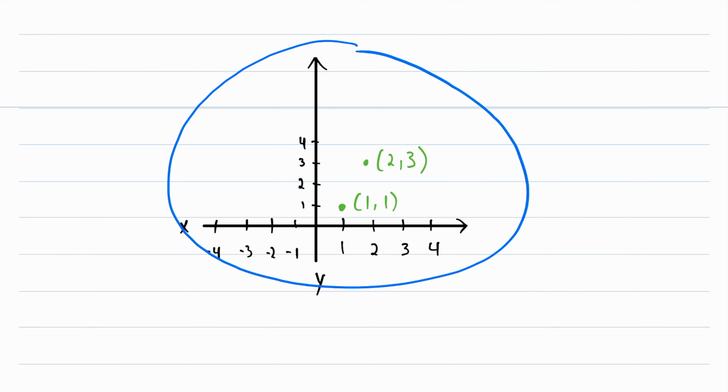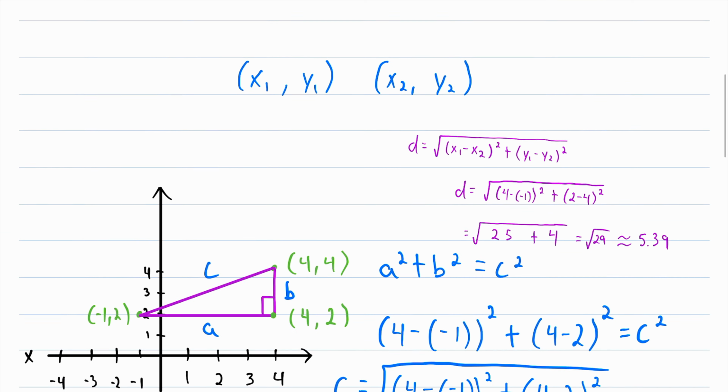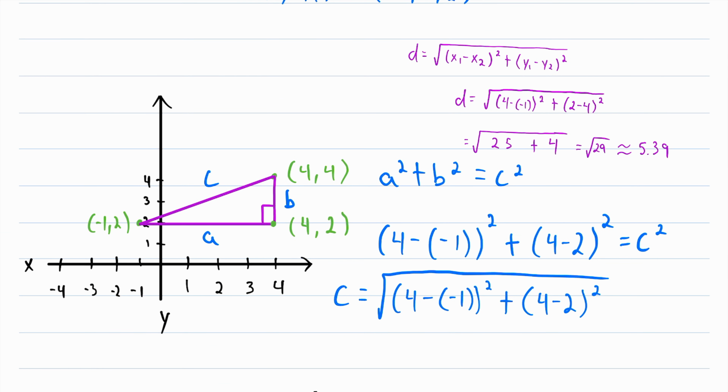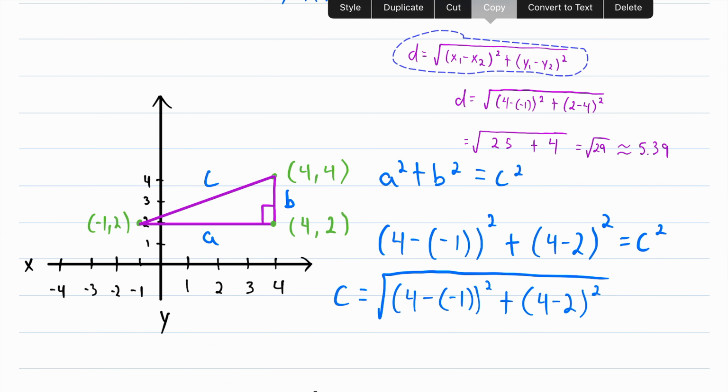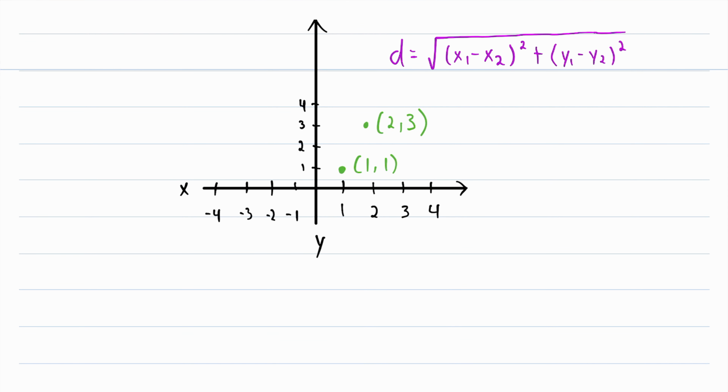Now here's an example to try on your own. Using the distance formula, find the distance between the point 1, 1 and 2, 3. And let me go ahead and copy and paste the distance formula above just for your reference. Bring this right on down. So there's the distance formula. Let me know what you get down in the comments. As always, I'll leave the solution in the description.